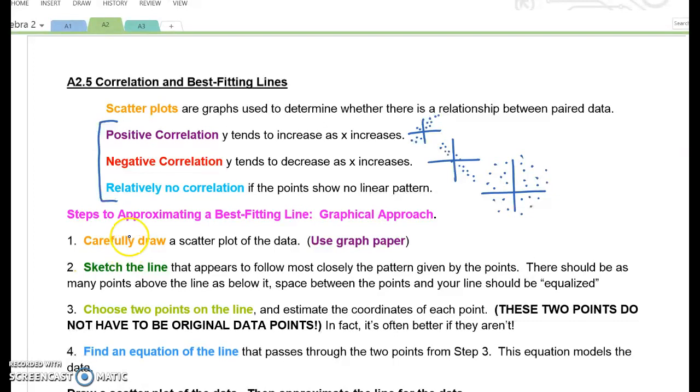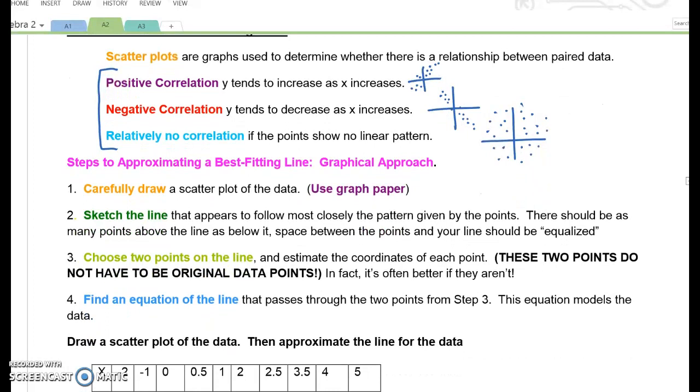We're going to do this graphing the scatter plot and finding the line of best fit step by step. So I'll come back to these instructions after we've done each step. Our first step is carefully draw a scatter plot of the data. Use graph paper. And I want you to think about the scale that we are using on the graph paper, because you want your scatter plot to be as accurate as possible while still fitting on your paper.